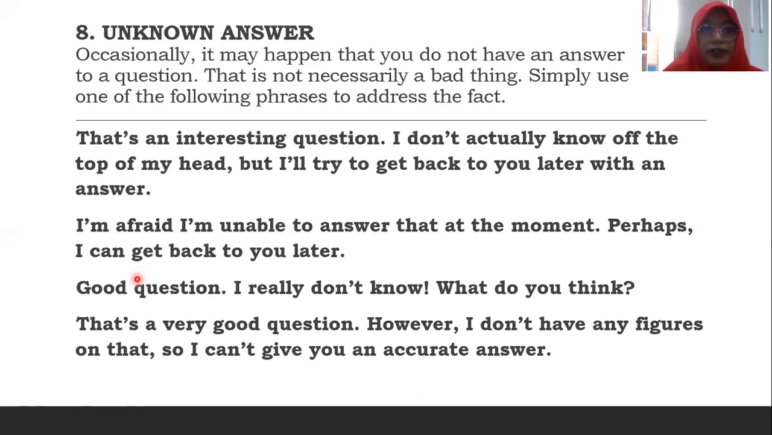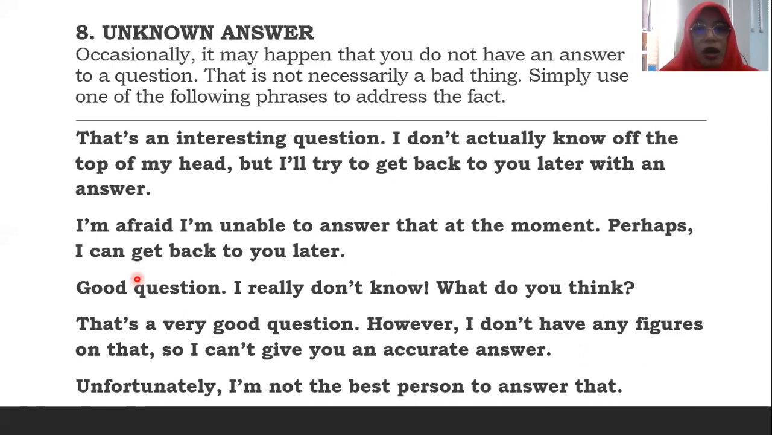Okay, or you can say, that's a very good question. However, I don't have any figures on that, so I can't give you an accurate answer. Okay, so just be honest if you really don't know how to answer the question. Unfortunately, I'm not the best person to answer that. Okay, so that is you being honest, not being able to answer the question, instead of just giving an answer that is wrong or making up an answer that is not necessarily the correct answer.